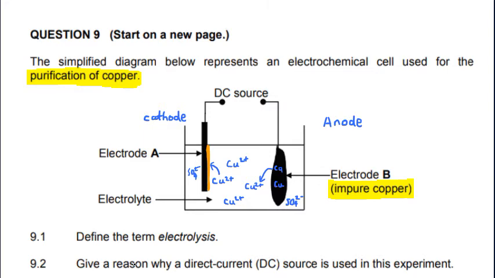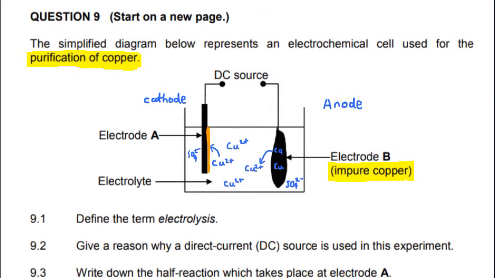9.2 says give a reason why a direct current source is used in this experiment. Well, the reason why we use direct current is so that electron flow is always in one direction. Let's just write that down. So this is to ensure a single direction of electron flow. Otherwise we are not going to get anywhere, because if we use AC, then it's going to flip around.